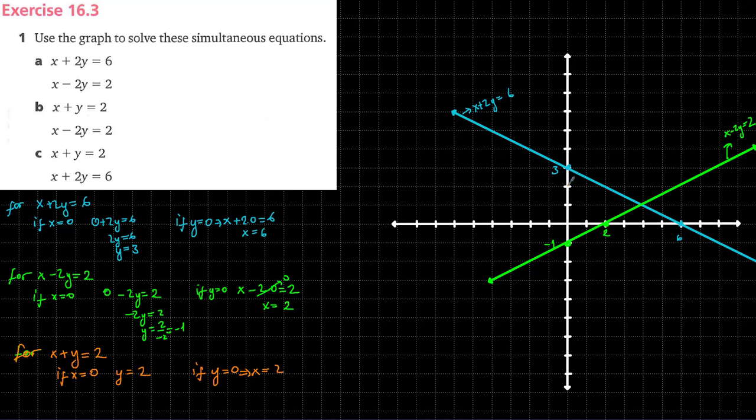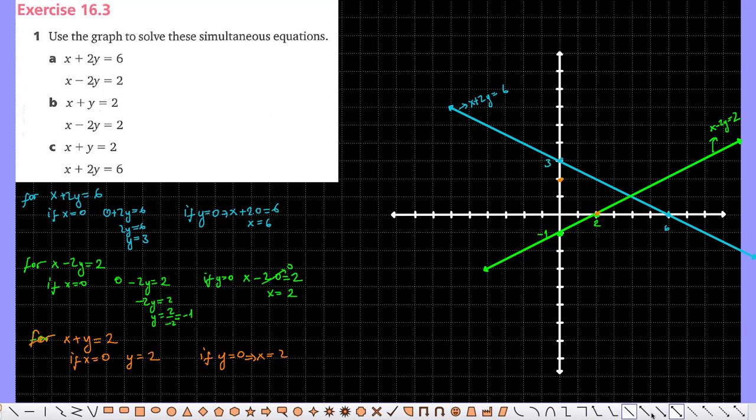Here the third one is going to pass through this point. I'm going to write here x plus y is equal to 2. It's going to pass through this point and this point, and I'm drawing the lines now. This is the third one, passing through these points, and as you see, these are the intersection points.